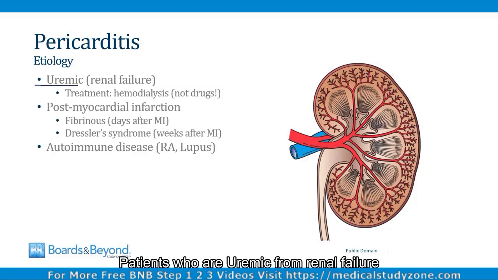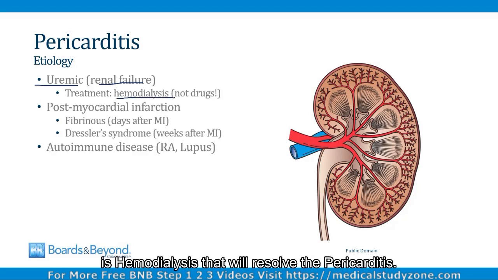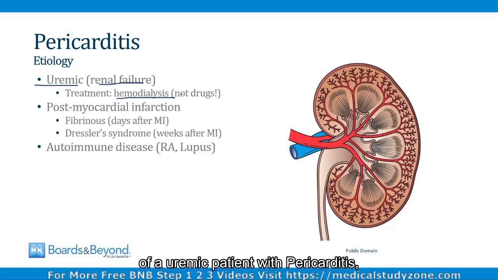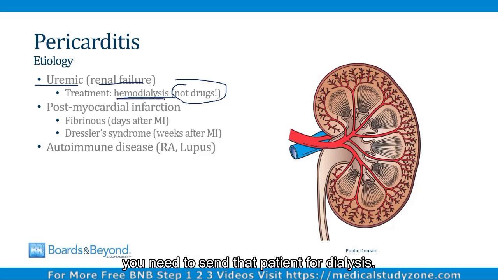Patients who are uremic from renal failure can develop pericarditis, and just as an aside here, the treatment for this is hemodialysis that will resolve the pericarditis. If you're shown a board question of a uremic patient with pericarditis, do not choose drugs as the answer. You need to send that patient for dialysis.